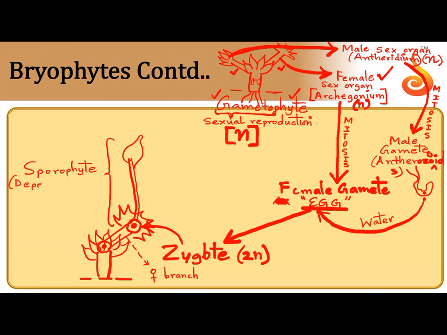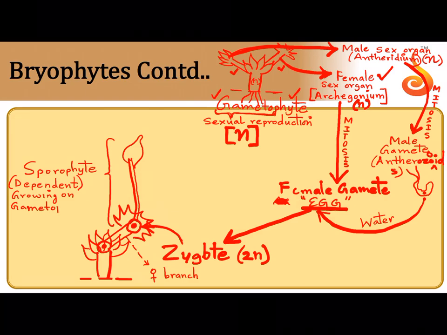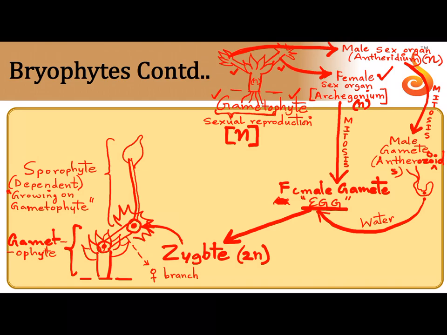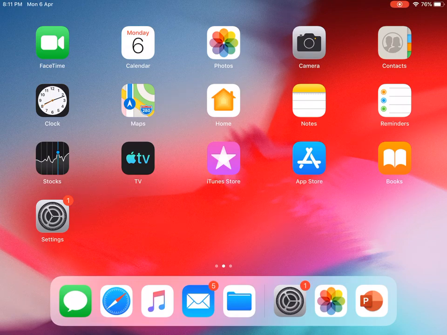Now can you tell me why we call this sporophyte a dependent sporophyte? We call it a dependent sporophyte because it is growing on the main plant. What was the main plant called? Gametophyte. It cannot lead an independent life. It grows on the gametophyte. See, it is still attached to this plant. This is the gametophyte. The leafy structure, the main plant body, is the gametophyte, and the sporophyte is growing on the gametophyte.